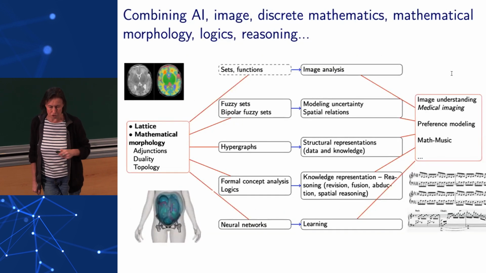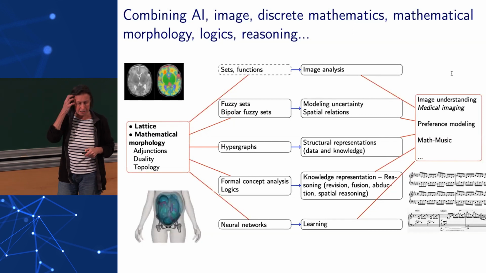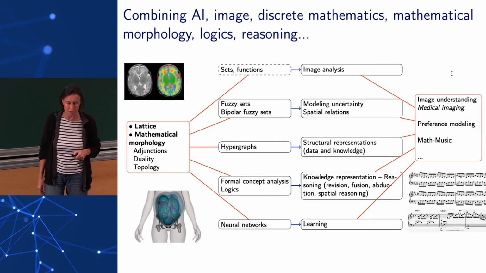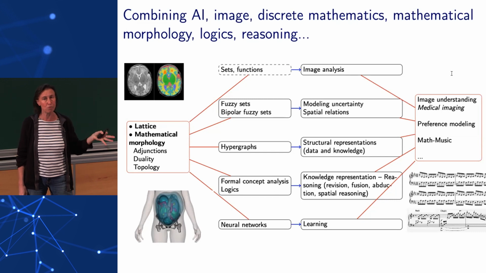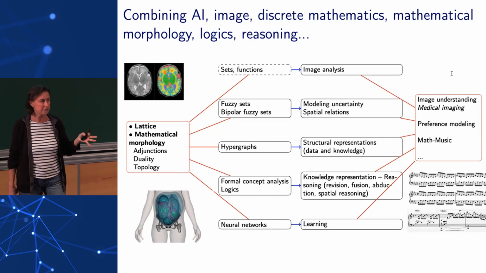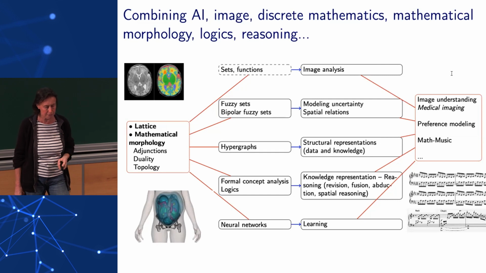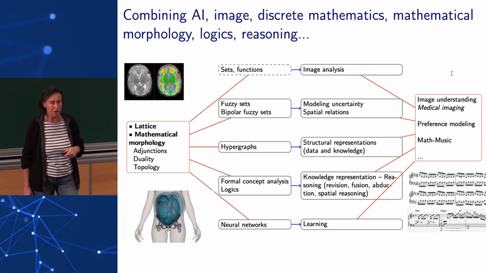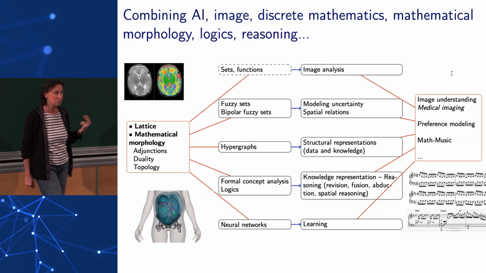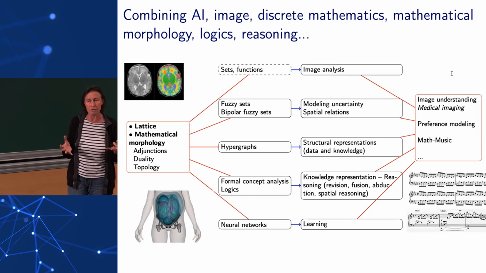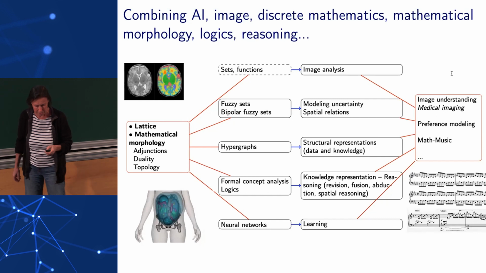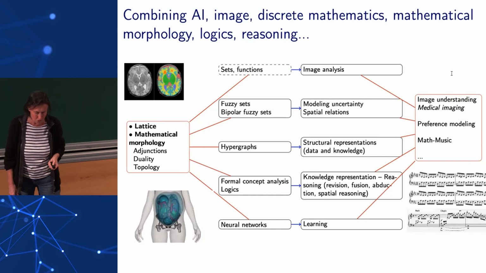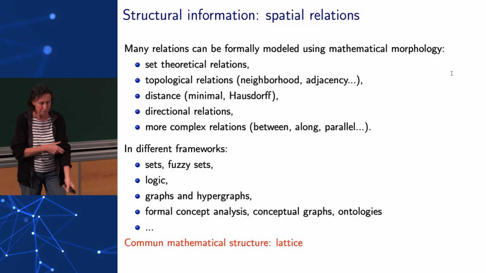Okay, so that's just a schematic representation of what I'm saying. And in all my work, a constant is a strong algebraic framework using lattices that is useful for many types of representation, because logics, formulas in logics, fuzzy sets, graphs, etc., for all these formalisms, we can have a lattice structure on them, and that makes things coherent and unified in some way.